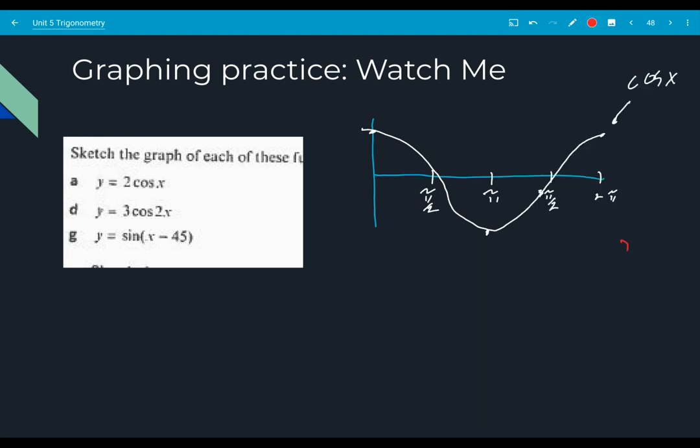Now we need to look at 2 cosine of x. So that means our amplitude has changed from 1 to now 2. So we're going to go from up here to down here to back up here. Same basic shape, just a steeper fall.